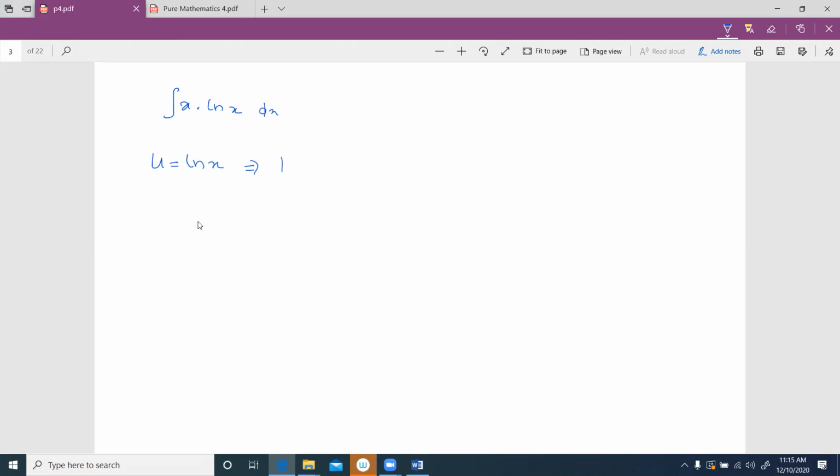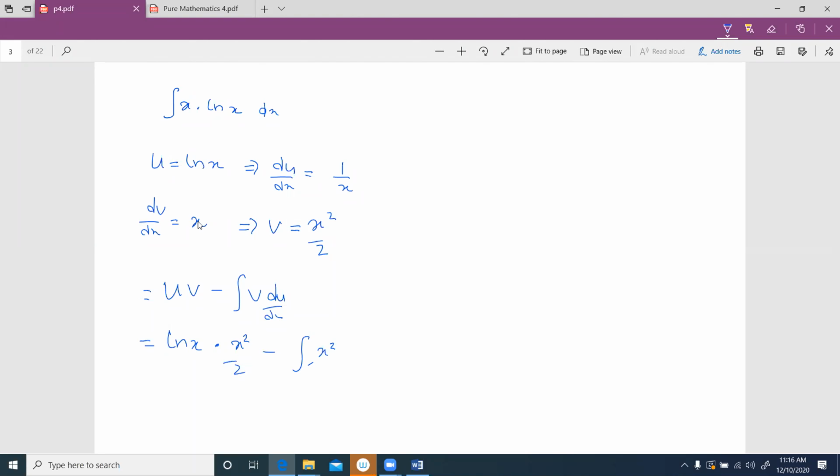With that, you need to find du by dx. What is the differentiation of ln x? It is 1 over x. Then we consider dv by dx as the rest of the function, that is x. So I consider this as u and this part as dv by dx. Therefore, we need to find v. If the derivative is x, v becomes x squared over 2. Then we can use the formula: uv minus integration of v du by dx. U is ln x, v is x squared over 2, minus integration of x squared over 2 times du by dx. Du by dx is 1 over x.